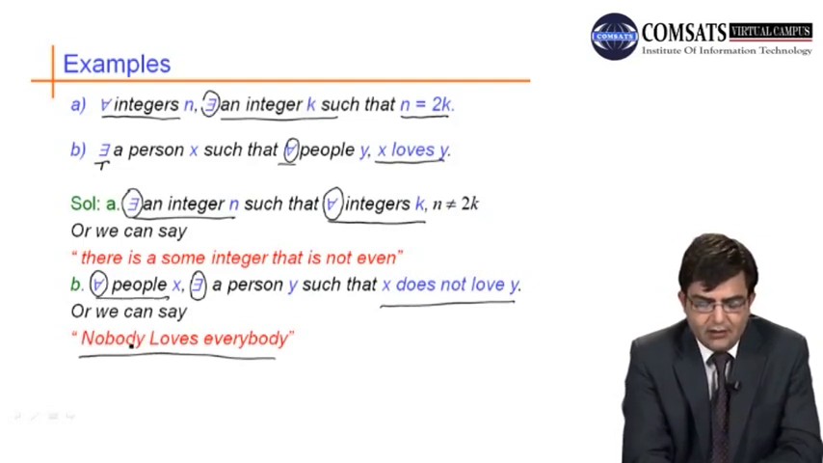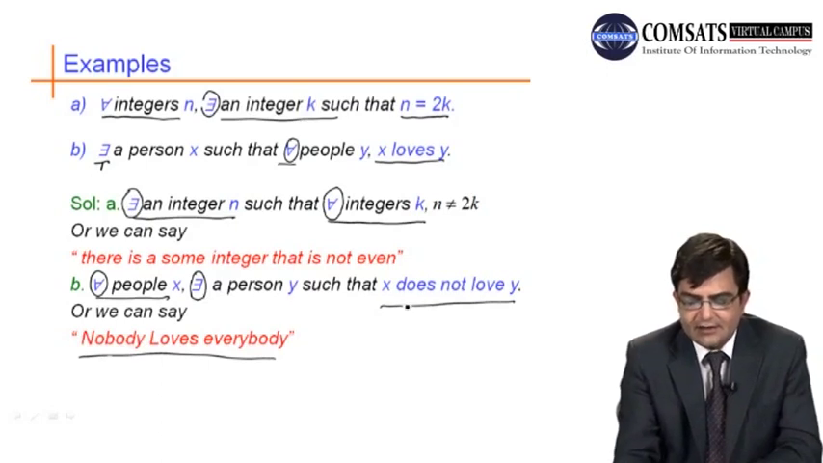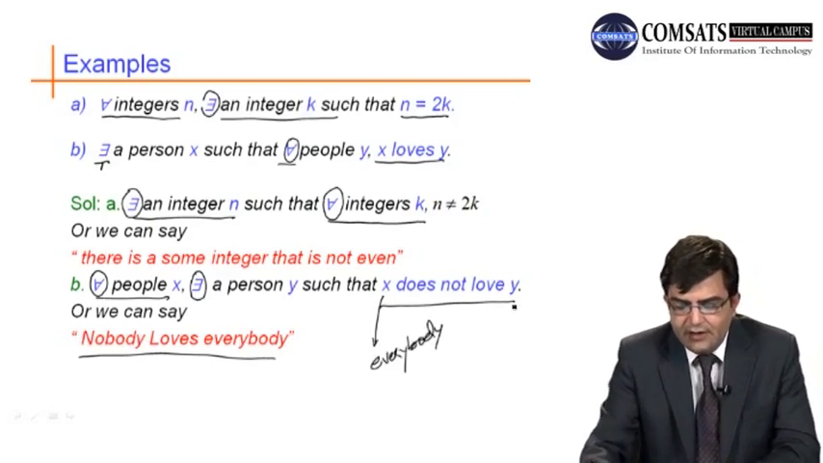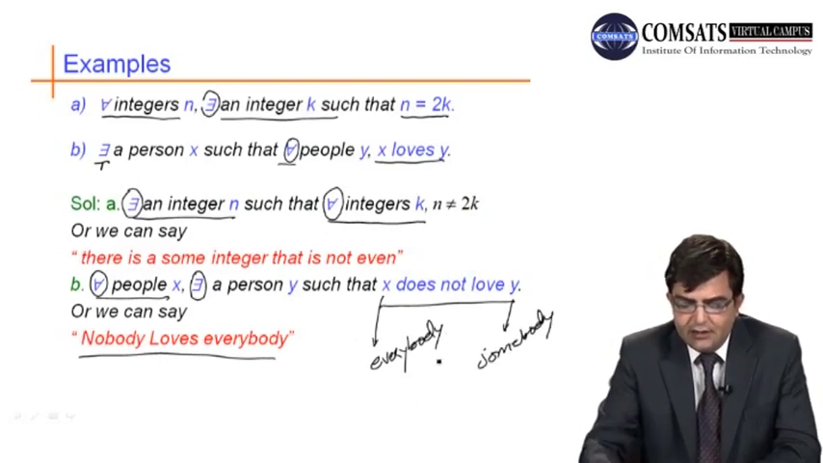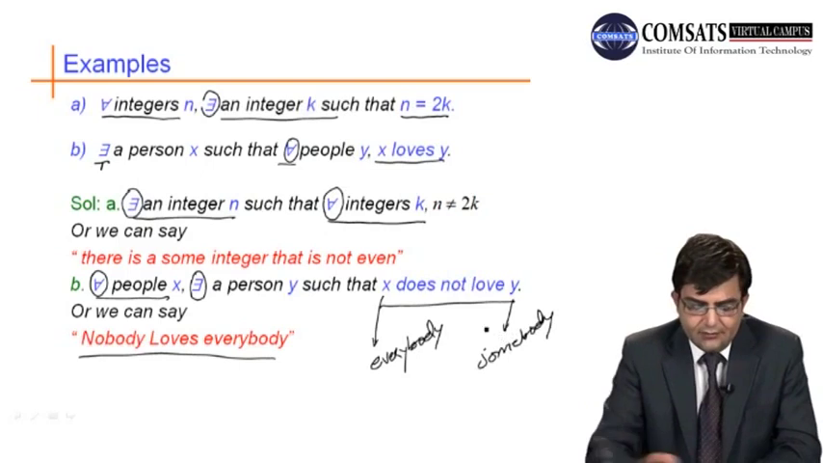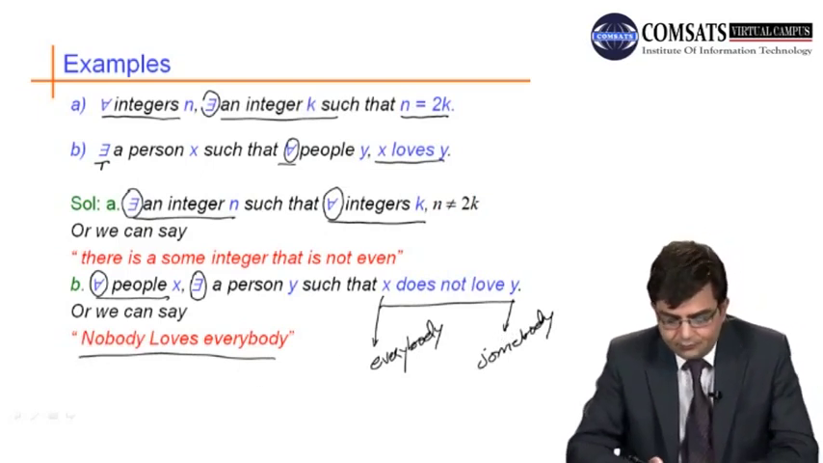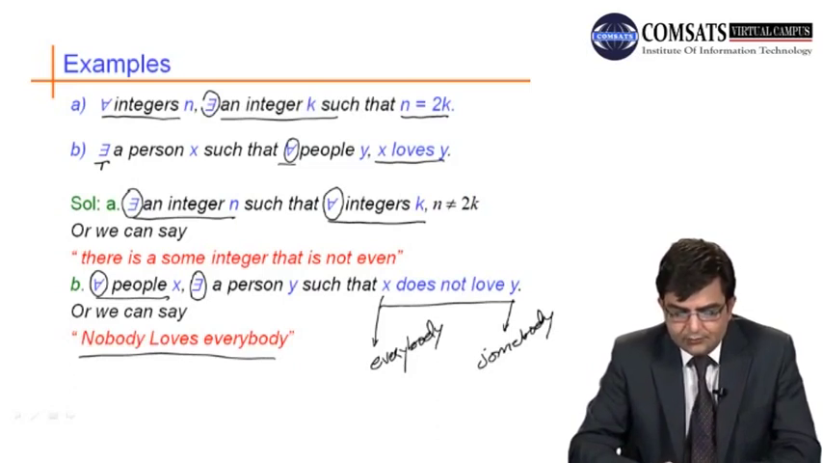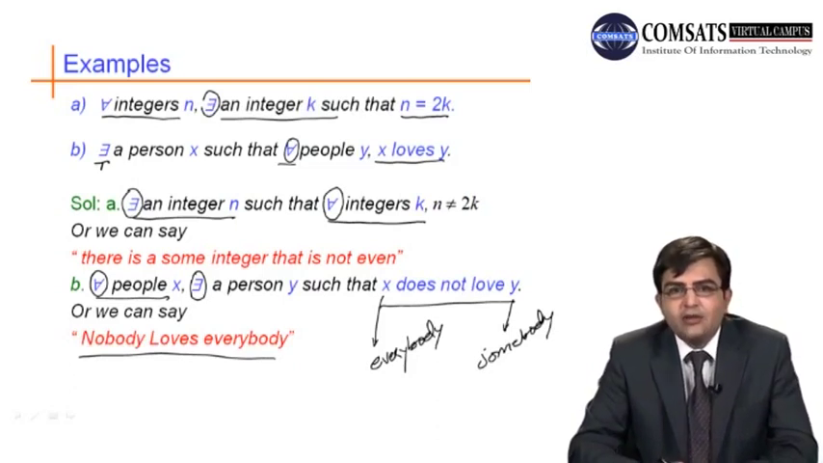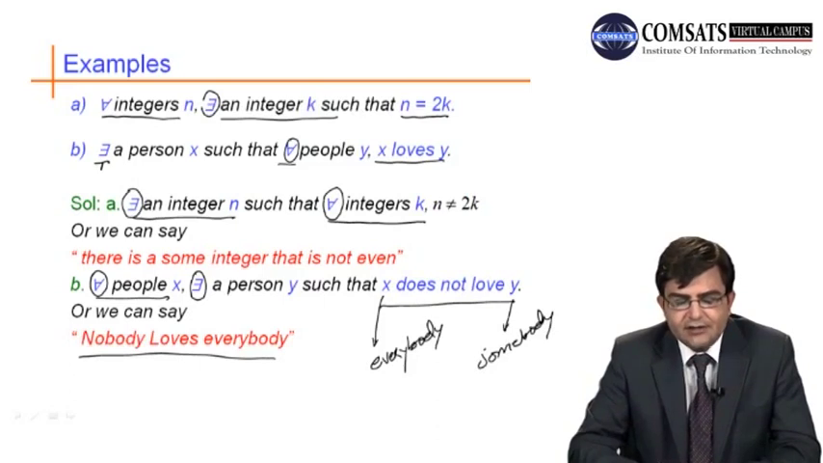Here we have for all people x there exists a person y, such that x doesn't love y. Means x is here everybody and y is somebody. So everybody doesn't love somebody, or we can say that nobody loves everybody. So this is how we can negate the statements involving multiple quantifiers.